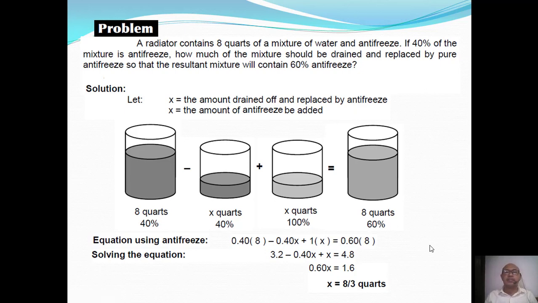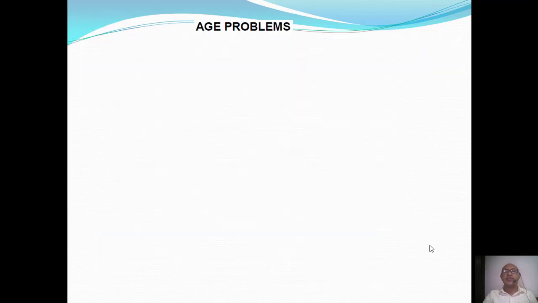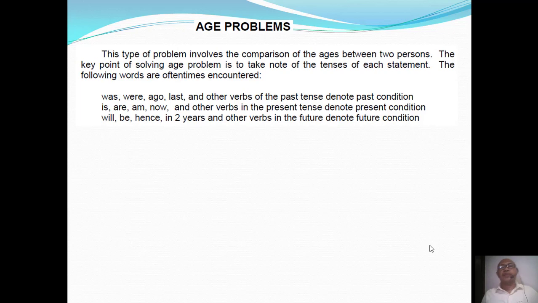Okay, so that is about mixture problems. So next we have here age problems. Solving age problems is composed of 3 steps. So the first step here is to know the time.